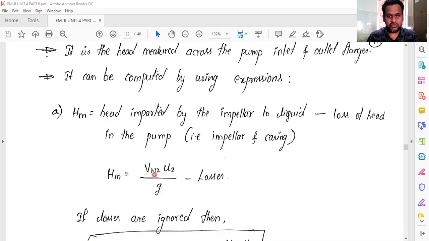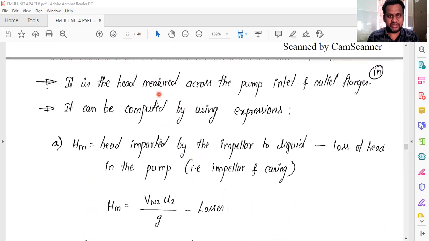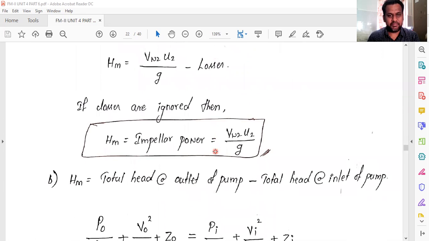So HM is equal to VW2 U2 divided by G. That is the head imparted by the impeller to the liquid, VW2 U2 divided by G, minus whatever losses there are. But if you are ignoring the losses, then obviously the manometric head equation becomes VW2 U2 divided by G, which is nothing but the impeller power. Head imparted by the impeller to the liquid is nothing but the power of the impeller. So manometric head is equal to impeller power if you are ignoring the losses.